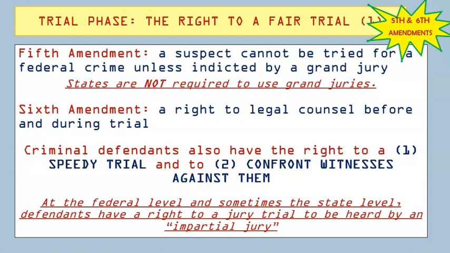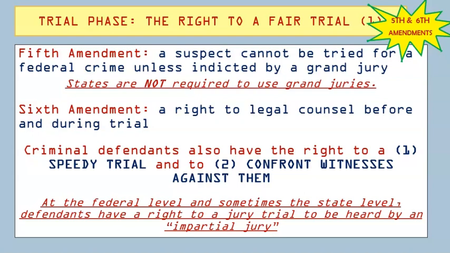Now we get into the trial phase. You have a right to a fair trial. So under the Fifth Amendment, you can't be tried for the same crime twice. And you can't be tried for a federal crime unless you were indicted by a grand jury. And states aren't required to use grand juries. That doesn't mean that some don't engage in that.